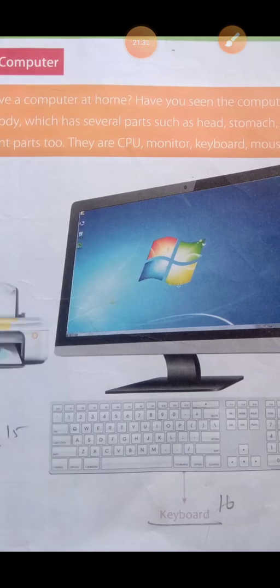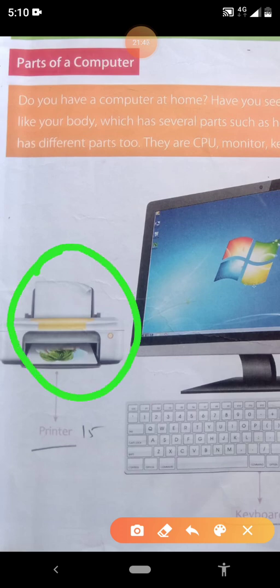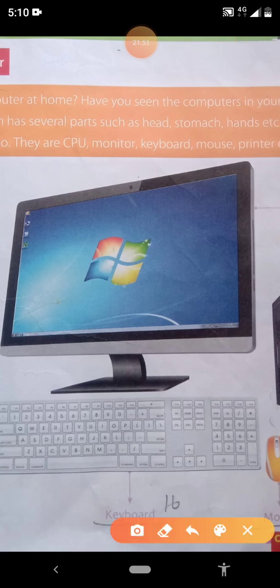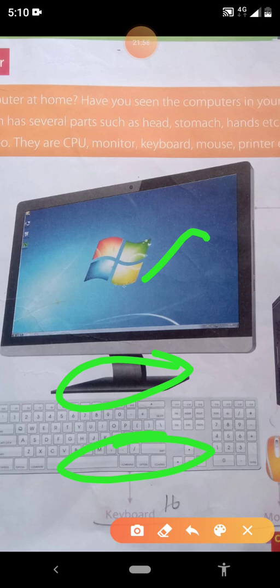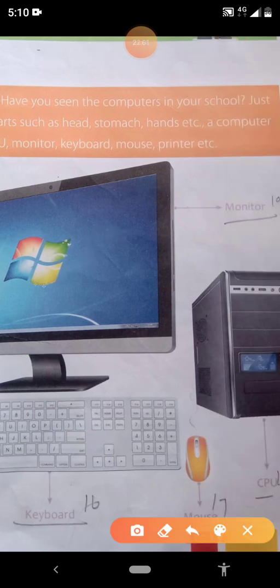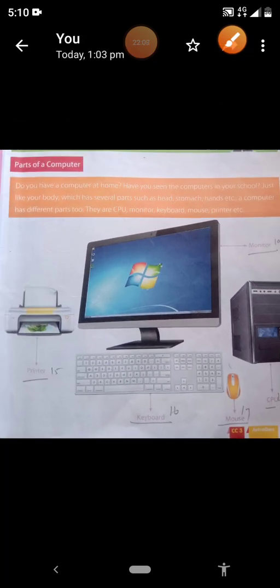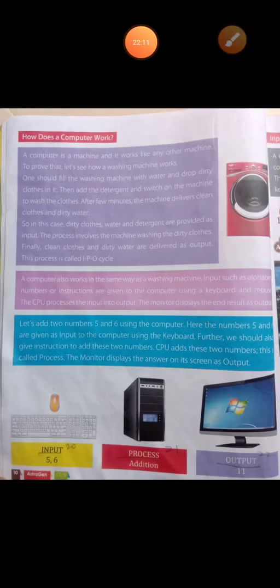The parts in our body are hands, eyes, head, like that. There are parts in a computer also. This is a printer. And then this is a monitor. This is a keyboard. And then this is the CPU and this is the mouse. So these are the parts of a computer. This is the next page.